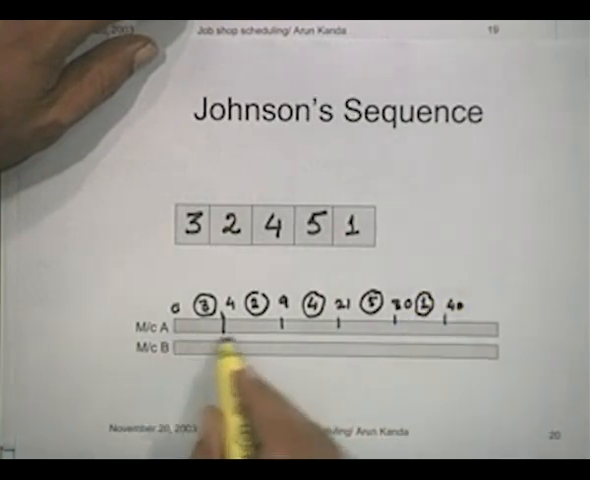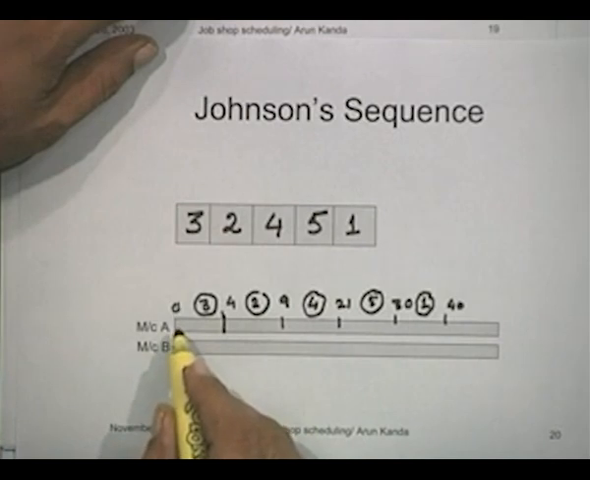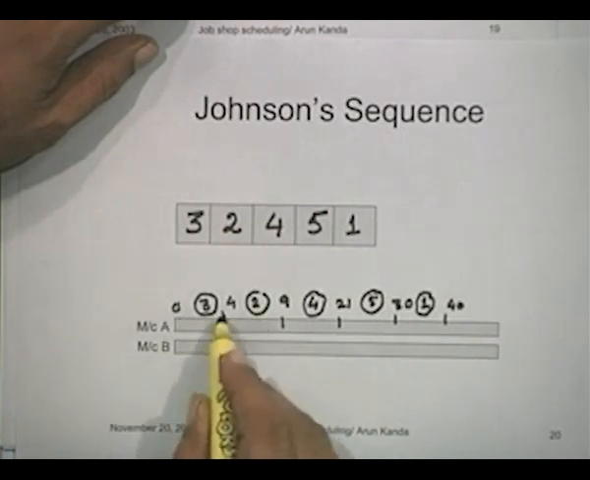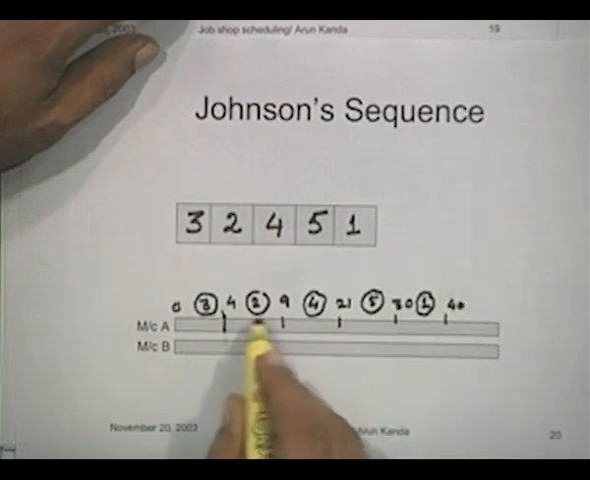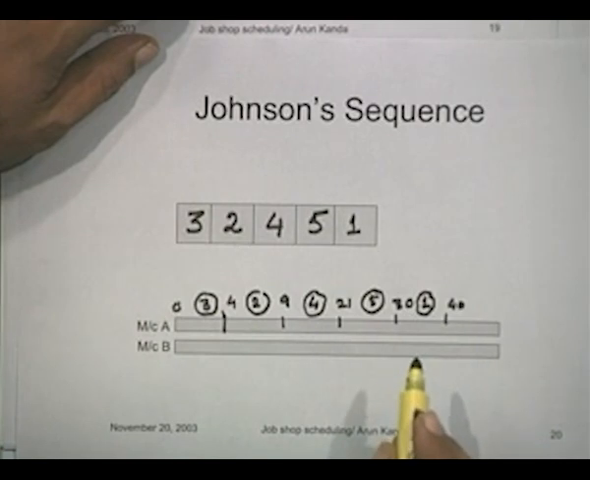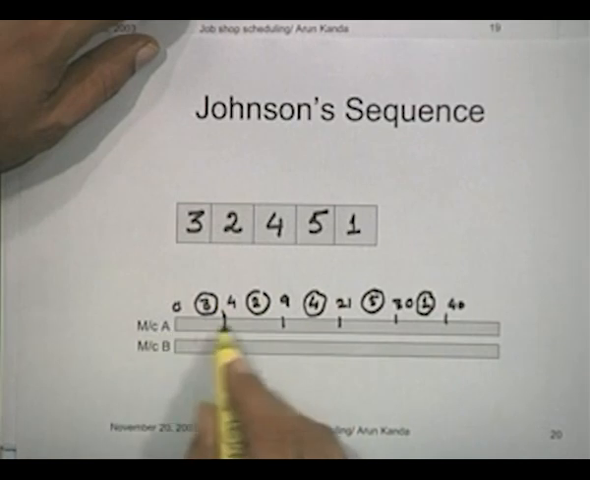So all that we know through a Gantt chart is the time at which each job enters: job number 3 from 0 to 4, job number 2 from 4 to 9, and so on. So 3, 2, 4, 5, 1, and it comes out at time 40. However, in order to tell the complete time at which the jobs will be over, you have to talk about processing on machine B. Processing on machine B is done in the same sequence.